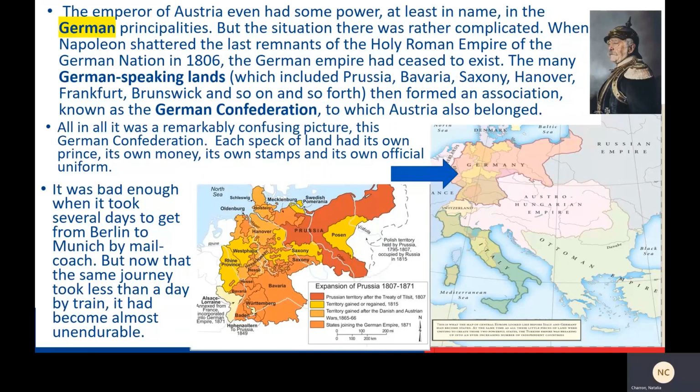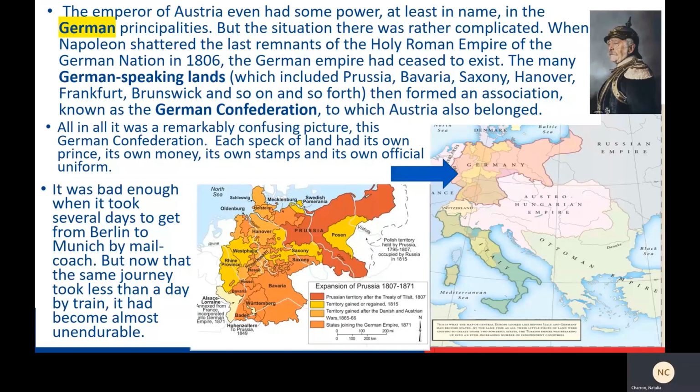But the situation there was rather complicated. When Napoleon shattered the last remnants of the Holy Roman Empire of the German nation in 1806, after the French Revolution, the German Empire had ceased to exist. The many German-speaking lands, which included Prussia, Bavaria, Saxony, Hanover, Frankfurt, Brunswick, and so on and so forth, then formed an association known as the German Confederation, to which Austria also belonged.